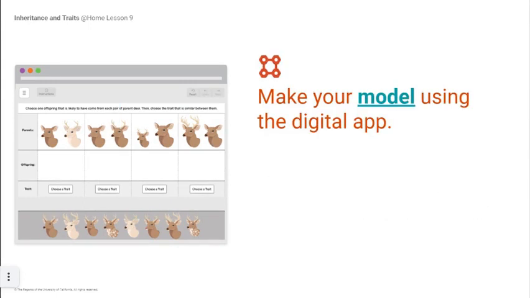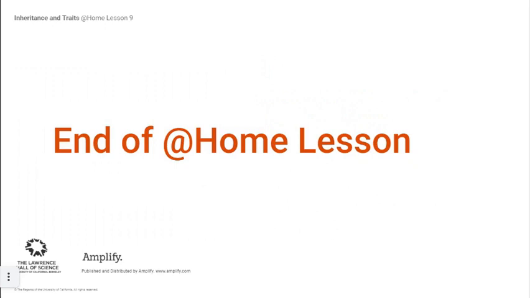Okay, so you're going to make your model using the digital app. Follow the link that's in the assignment. And then when you're done making your model, I would like you to do a quick media submission about two of the deer you chose, the parent deer and the offspring, and what you notice, what one of the traits is that you said is similar.